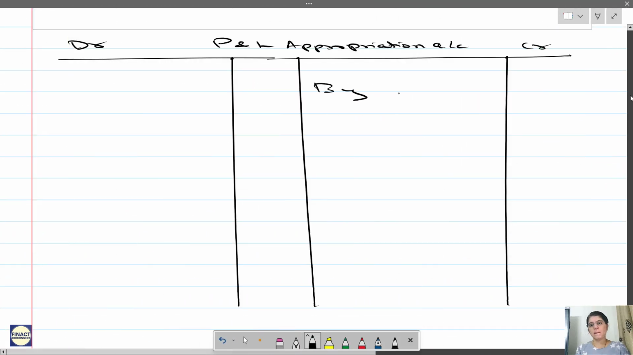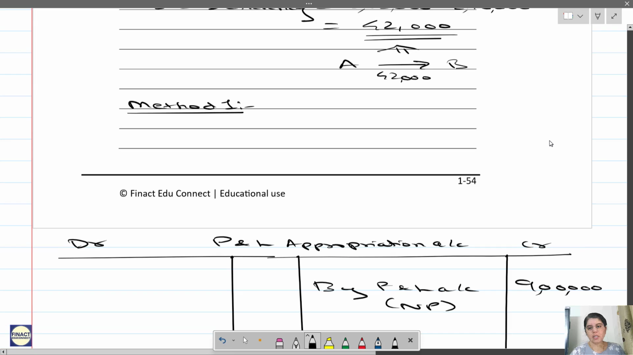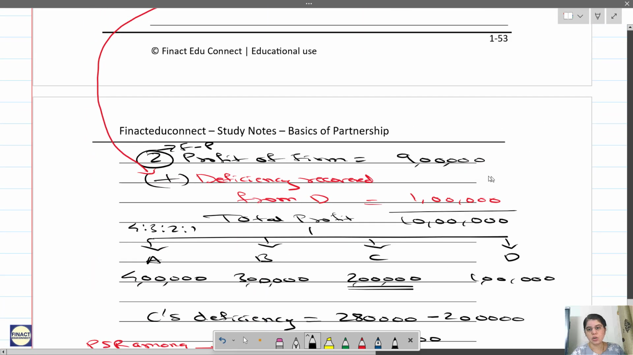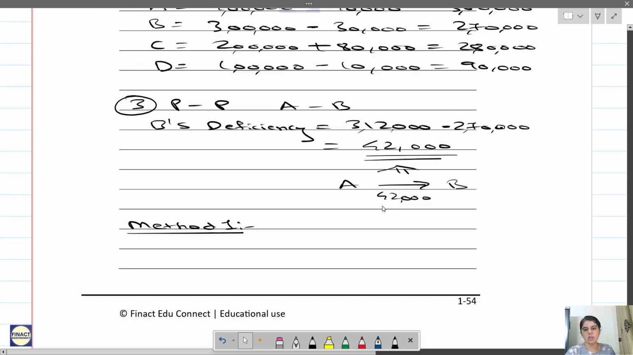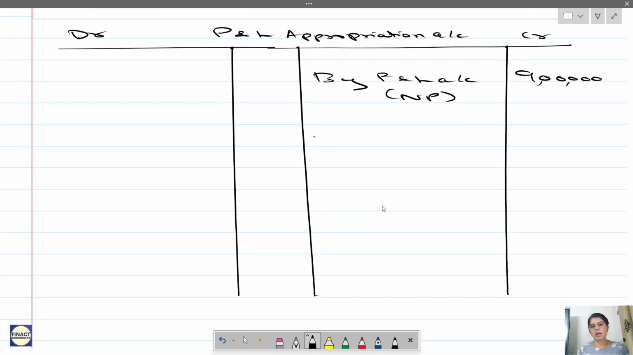So here by P&L account, you have a net profit of 9 lakh rupees. Now first deficiency was partner to firm, correct? Partner to firm was how much? 1 lakh rupee. Now this 1 lakh rupee needs to be recovered from D and it has to be brought in the firm. So your journal entry will be D's capital account debit to P&L appropriation. So it will be by D's capital account 1 lakh.